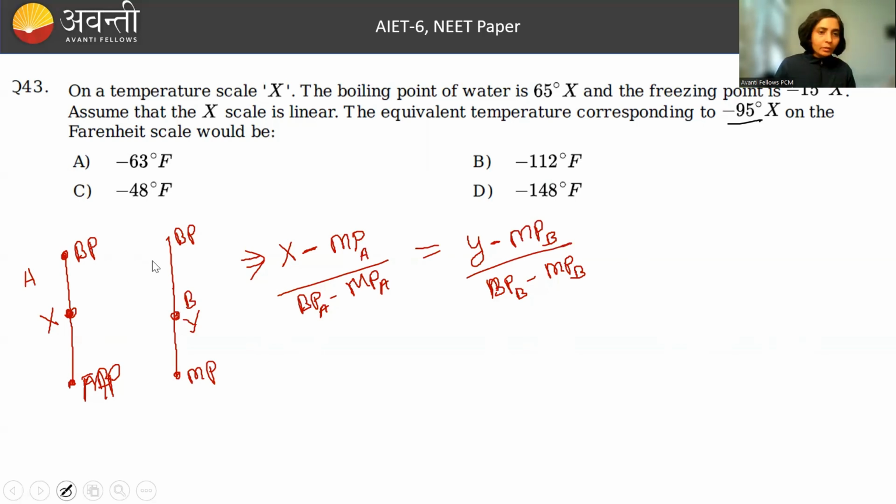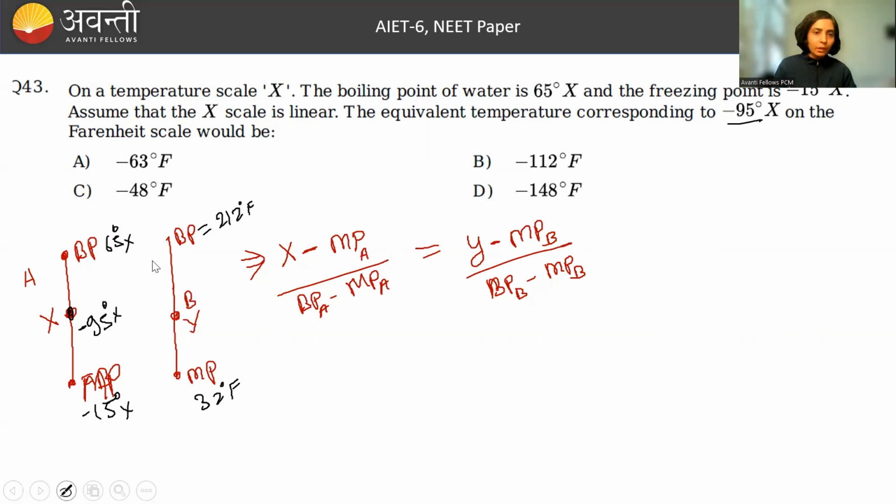Now in our question, this is scale X and here the boiling point is 65 degree X. Melting point is minus 15 degree X. This is the Fahrenheit scale. So in the Fahrenheit scale, what is the boiling point? 212 Fahrenheit, right? And the melting point? 32 degree Fahrenheit. So we know this. And on the X scale, the value is minus 95 degree X.